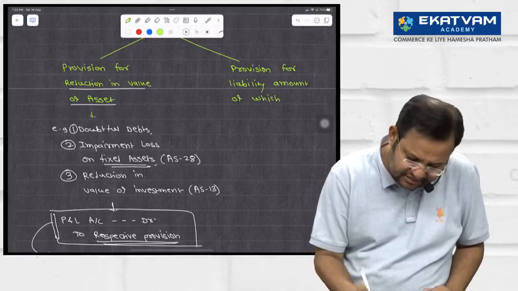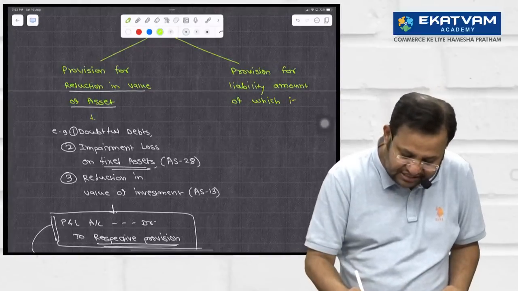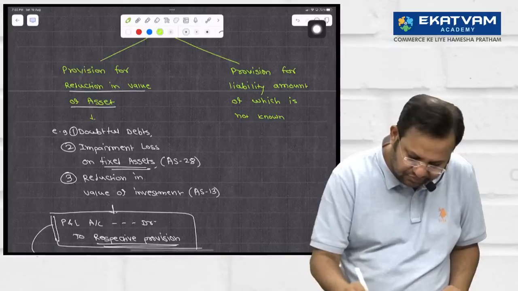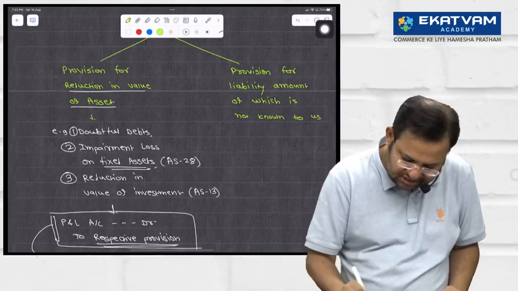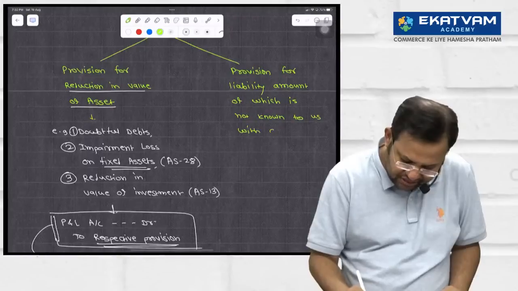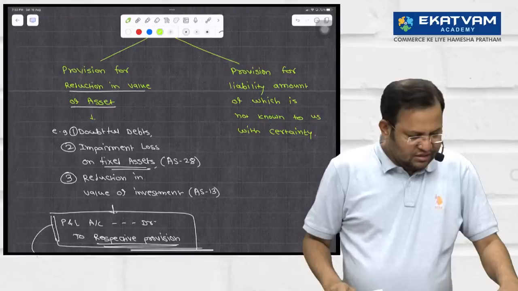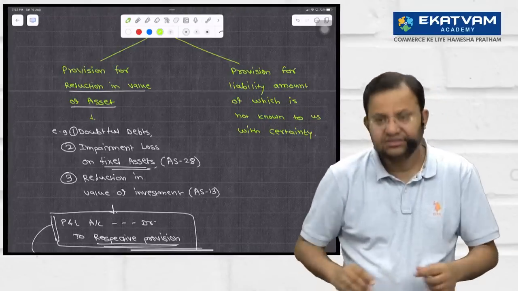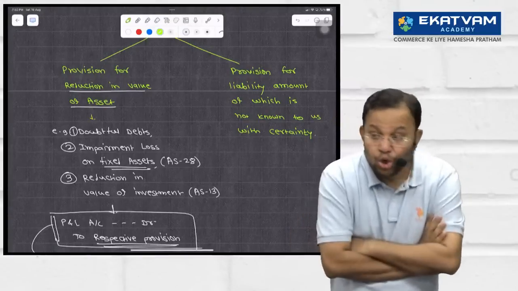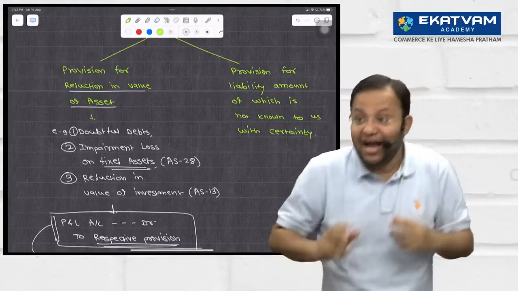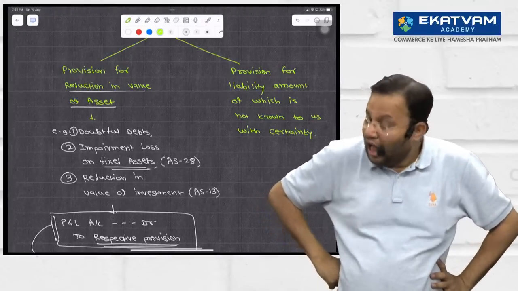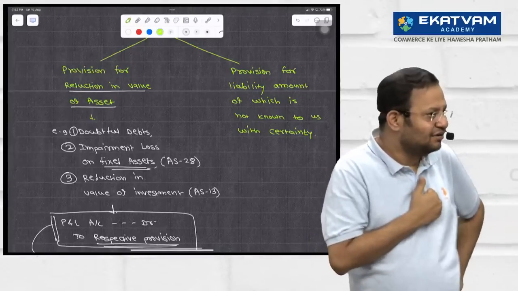Liability, amount of which is not known to us with certainty. Amount of which is not known to us with what? Certainty. I know that there is a liability, but I don't know the exact amount here.